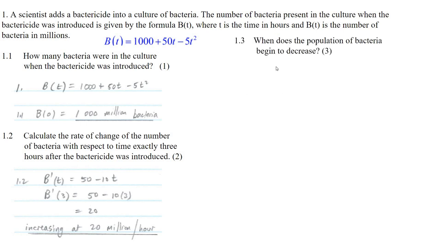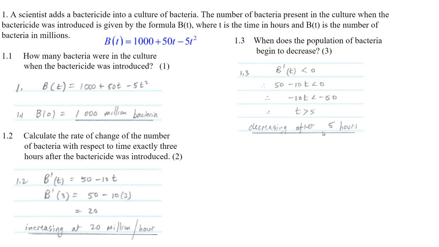When does the population of bacteria begin to decrease? Well, I think we have to know it's been increasing. We need to know the turning point, to know when it's increasing and then zero and then decreasing. So B'(t), the derivative, is less than zero. Oh, it's decreasing. That's true. That's better to say it like that.